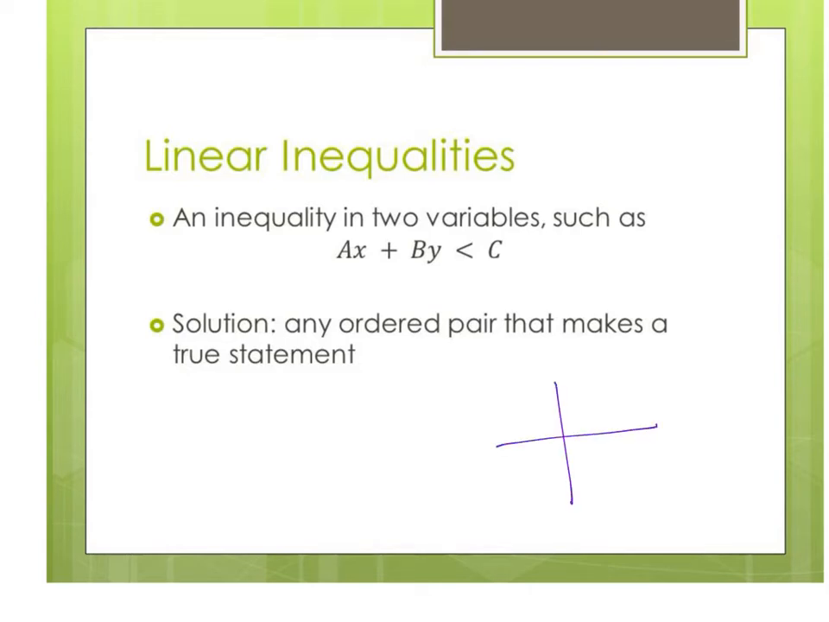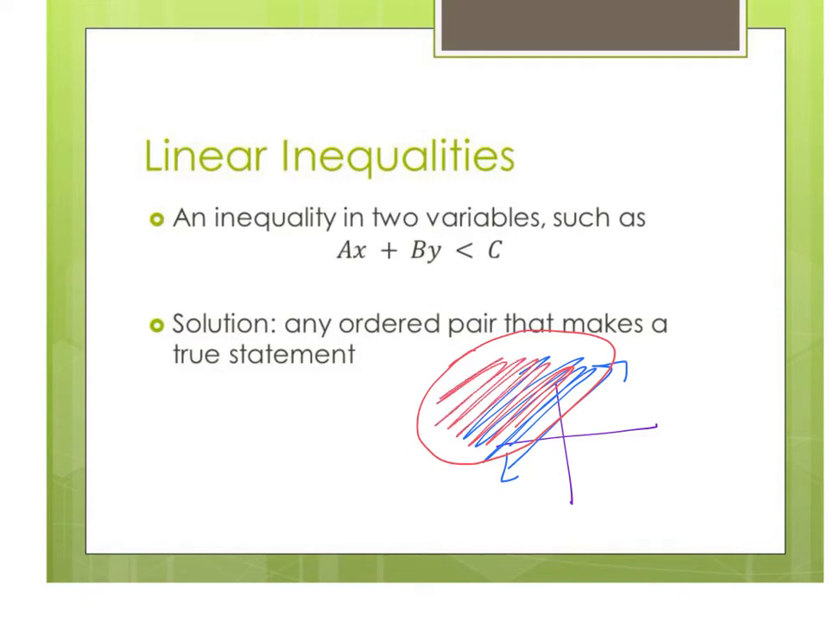So these are the ones where you graph the line and then you shade and you get this region of answers. And so a solution is any ordered pair that makes a true statement. Everything in this region is a solution. Okay, and that's where an inequality differs from an equation.